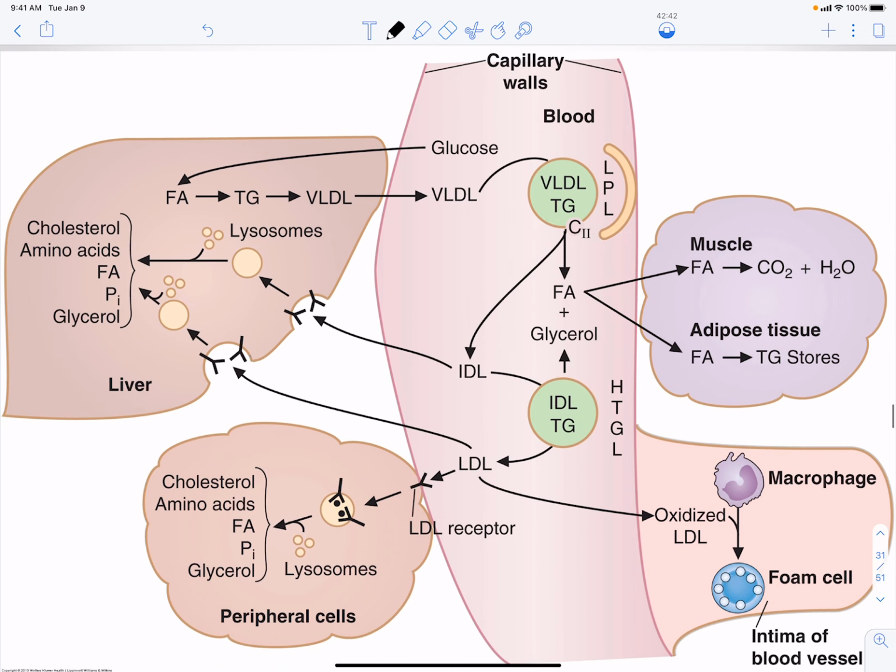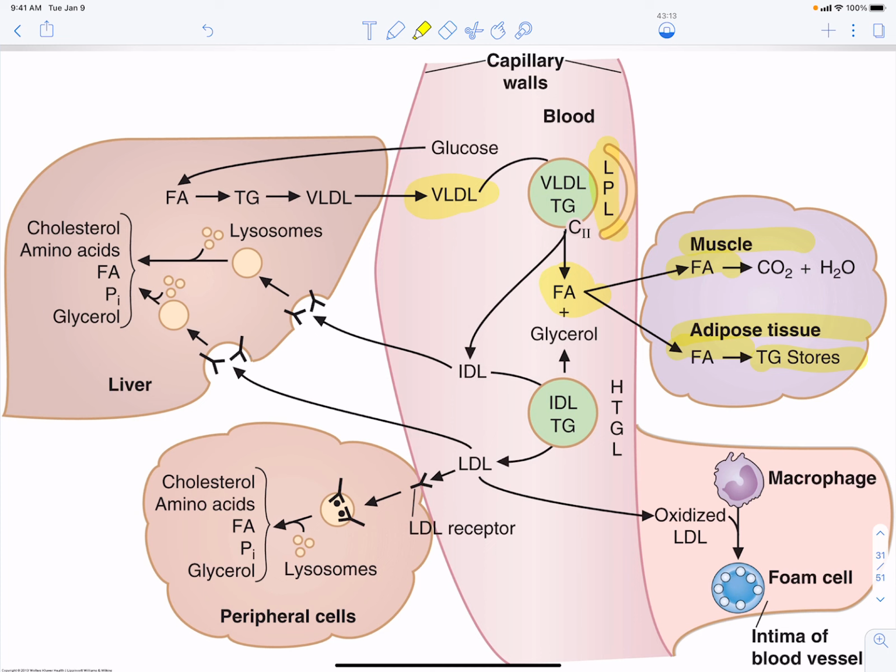So this is just another overview picture. Seen this many times before. Some things to point out is that, in this case, we have very low density lipoprotein particles. Lipoprotein lipase, through that C2, releases fatty acid and glycerol. You have muscles and adipose tissue that pick up the fats. Muscle is going to use them for energy. Adipose tissue is going to store the energy.